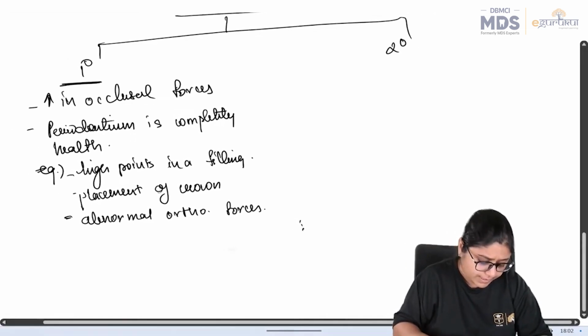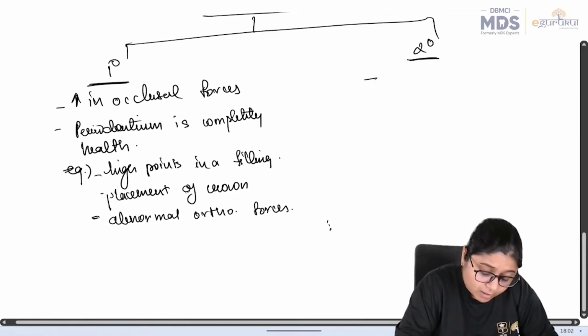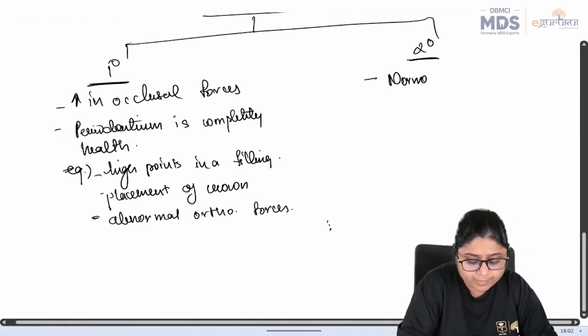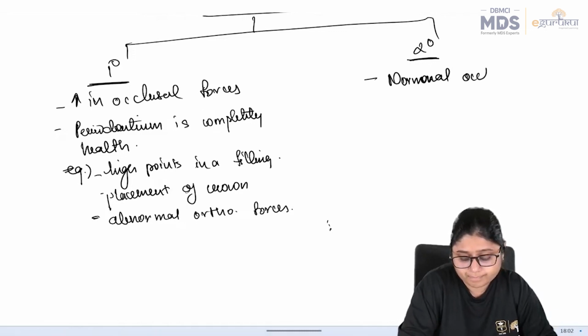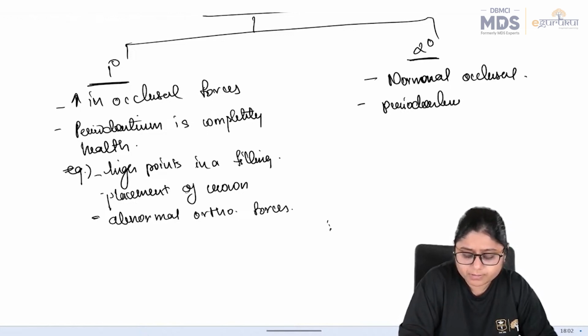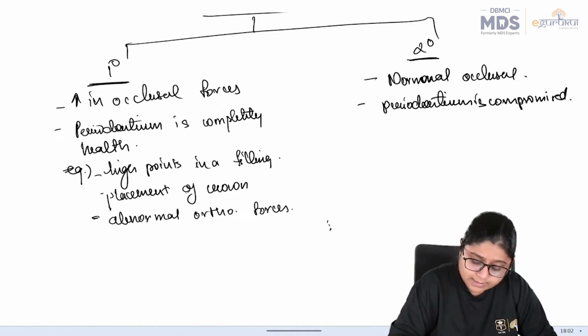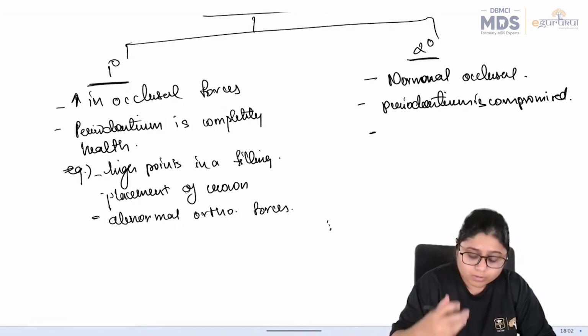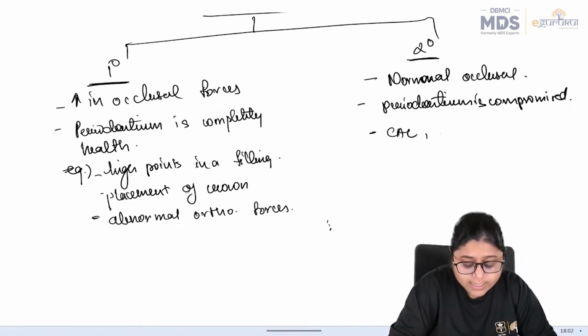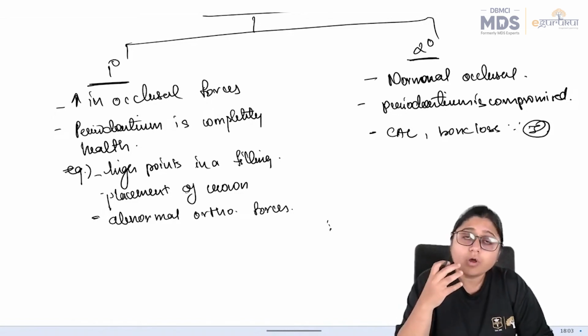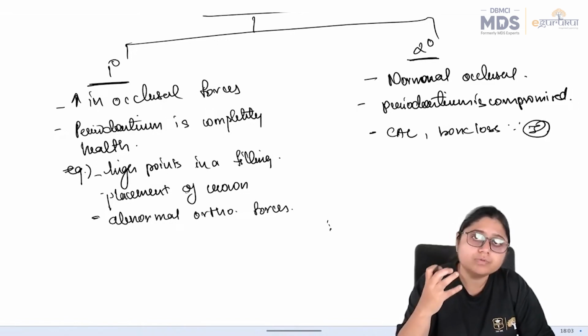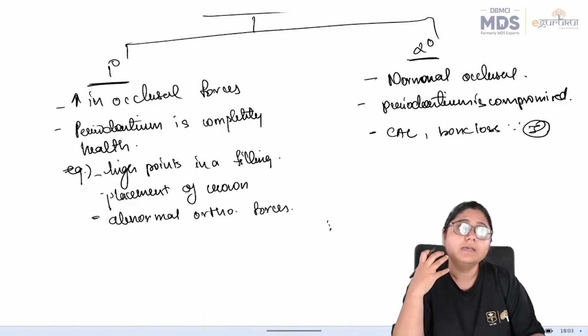Now in secondary trauma from occlusion, the occlusal forces are normal and the periodontium is compromised. Because the periodontium is compromised, there is clinical attachment loss and bone loss because of inflammation. The periodontium cannot bear even the normal occlusal forces. So in such cases, there is secondary trauma from occlusion.